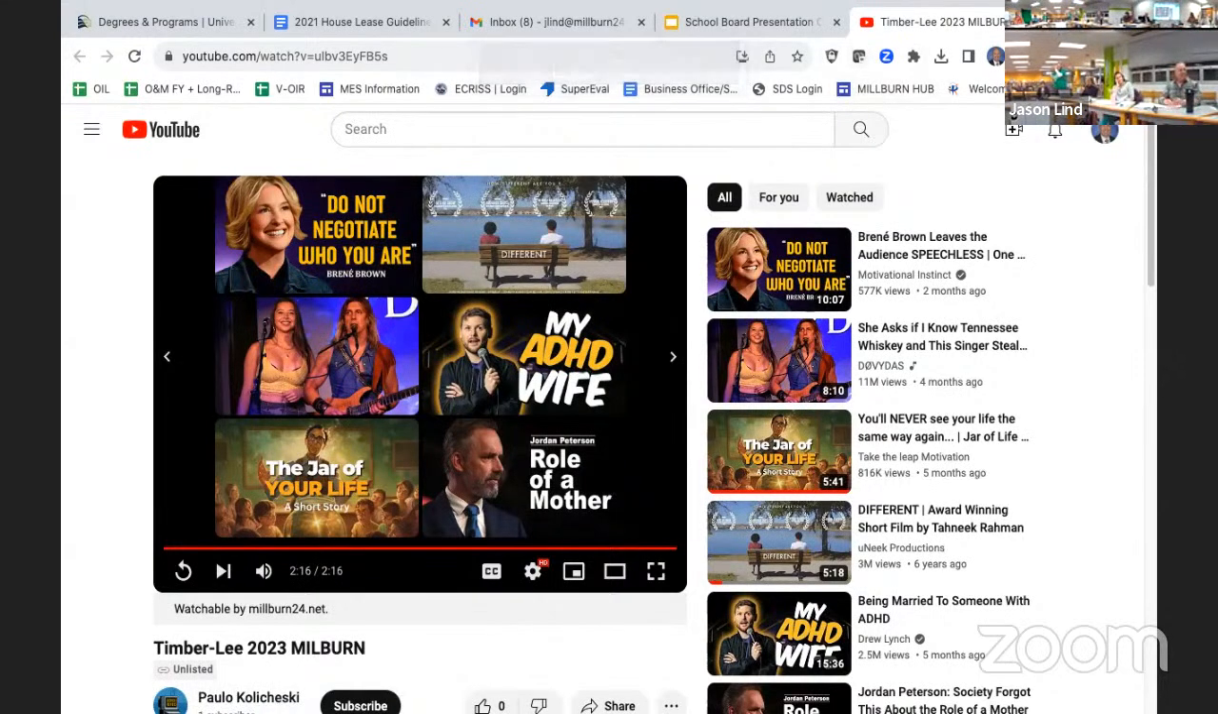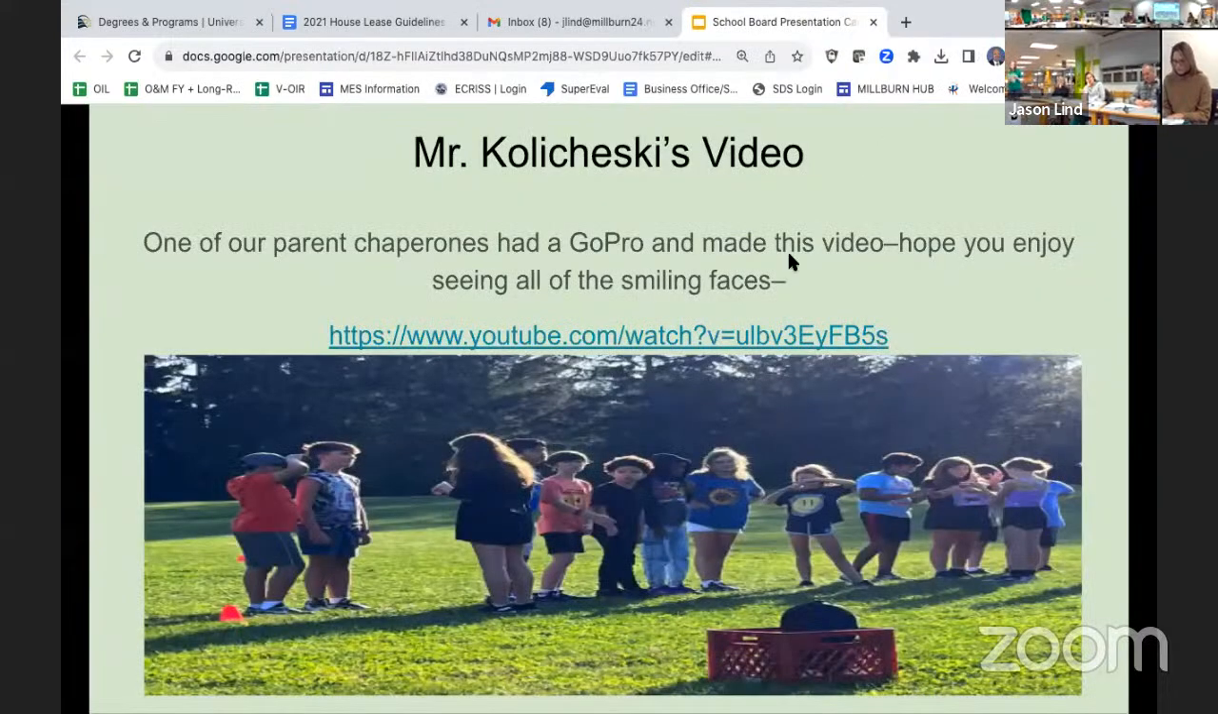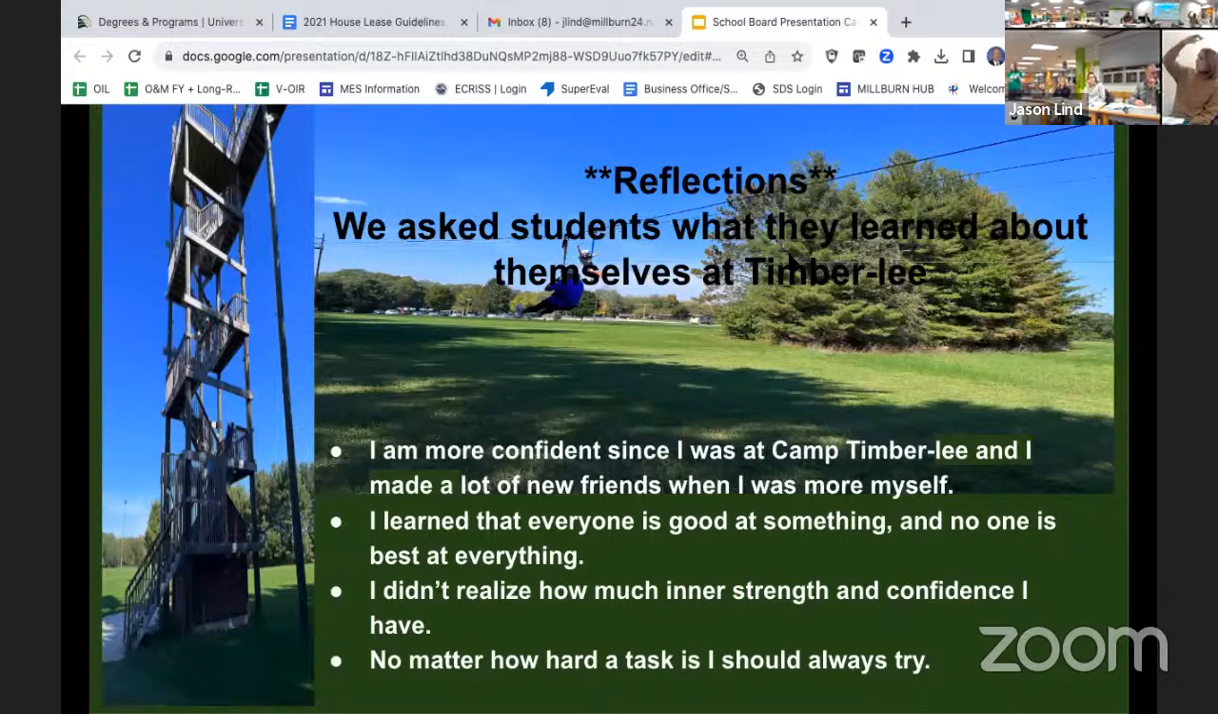They're very creative. Afterward, we have the kids tell us some of their thoughts about the trip. So I'm just gonna read through a few of those. I have more confidence since I was at Camp Timberlane. I made a lot of new friends, and I was more myself.